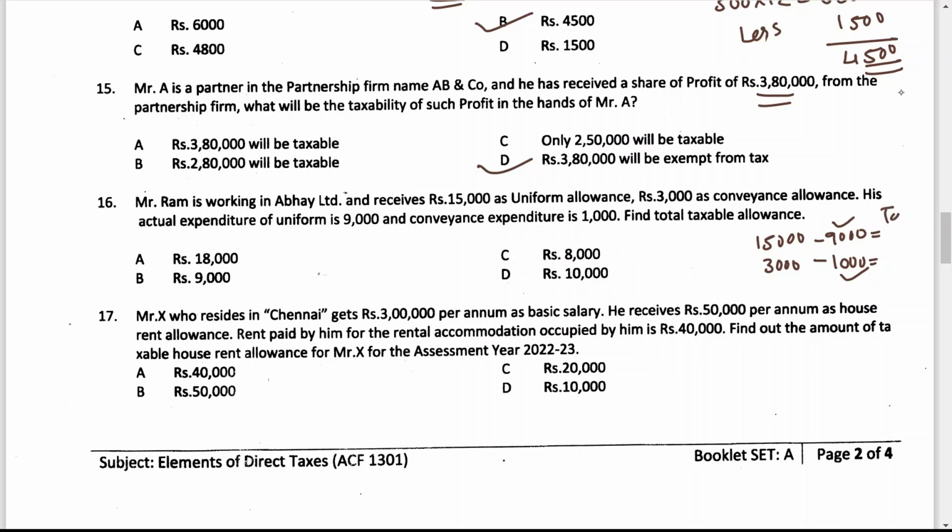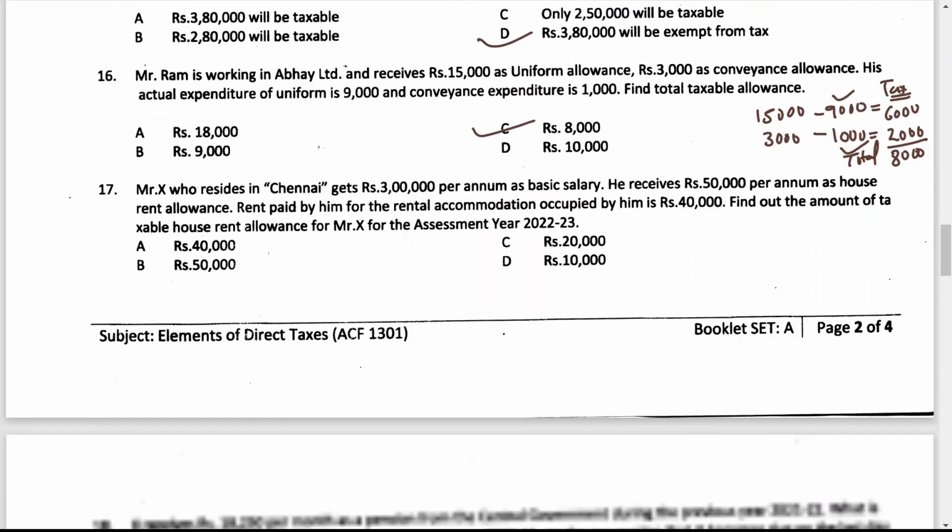So now what is the taxable amount? So the taxable amount is 15,000 minus 9,000. So in case of uniform allowance, 6,000 is taxable. In case of conveyance allowance, 2,000 is taxable. So what is now the total taxable amount? It is 8,000. So in this case, C will become your answer.